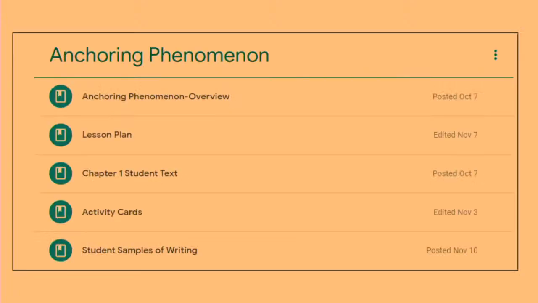Every module begins with some sort of an anchoring phenomenon, and this anchors the students into the work of the module, and we also introduce the essential question here. This is an image of the Google Classroom. All of the modules are stored and organized in a Google Classroom. And so you can see here, there is an anchoring phenomenon overview, lesson plan, any text that the students use, any materials that they need. And then as time goes by, we're adding more and more student samples of writing and exemplars that teachers can use to help guide them.